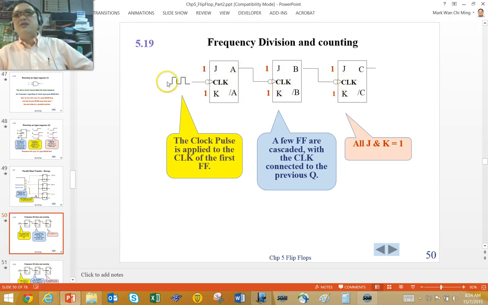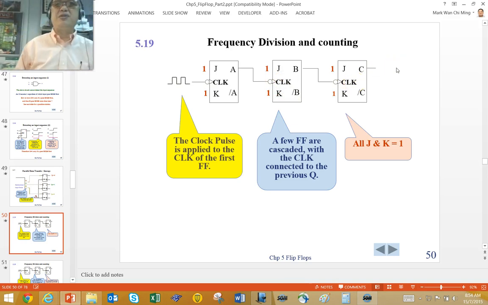So you have a frequency here divided by 2, divided by 2, divided by 2. What happens to the output here? The output will be divided by 8, right? Divided by 2 at one stage, another stage divided by 2, another stage divided by 2. We talk more in the next few pages of the PowerPoint. Okay, we stop here.